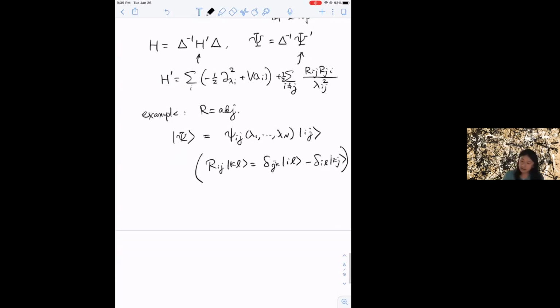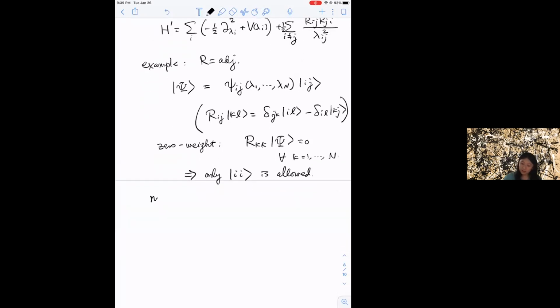And the zero weight condition means that the state psi must be annihilated by, let's say, R_kk, there's no summation here, for all k from 1 to n. It follows that only the state |ii> is allowed. So i and j must be equal.